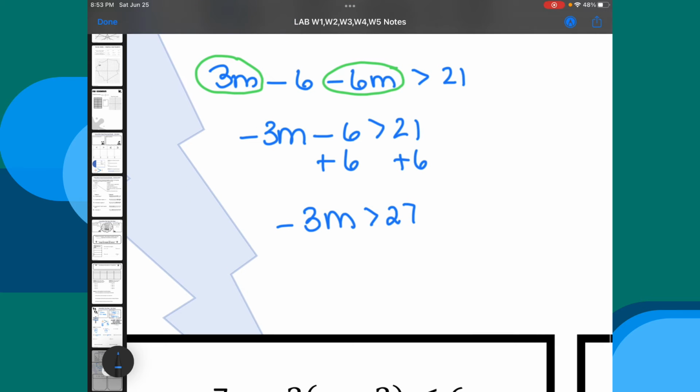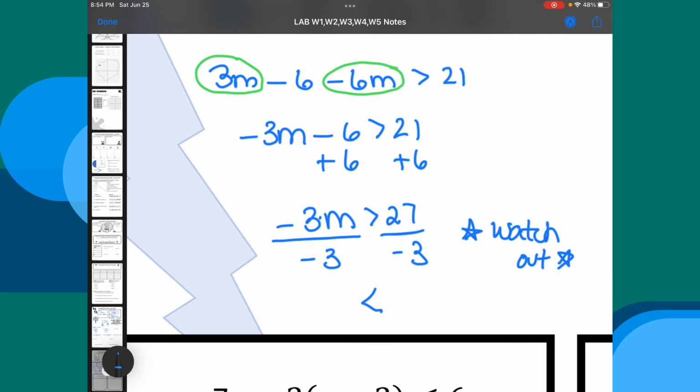And lastly, we have multiplication, so I'm going to undo that multiplication by dividing by the negative. Watch out. We divided by a negative, so flip that inequality sign. This is going to give me negative 9, and then we have m.